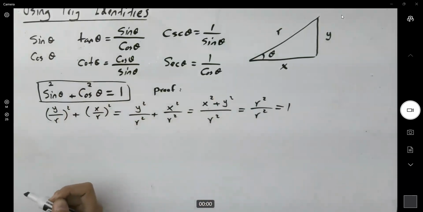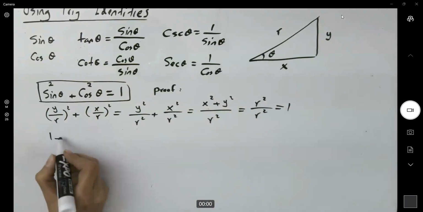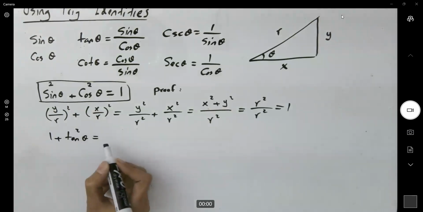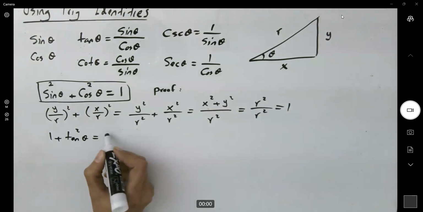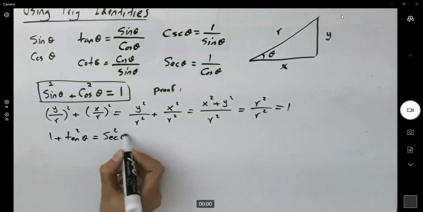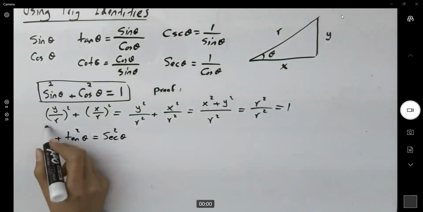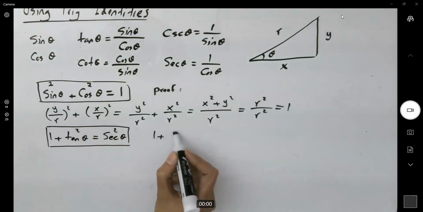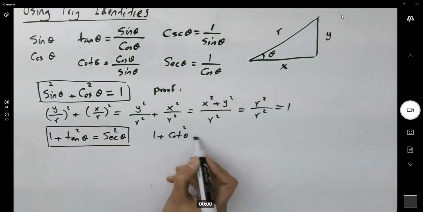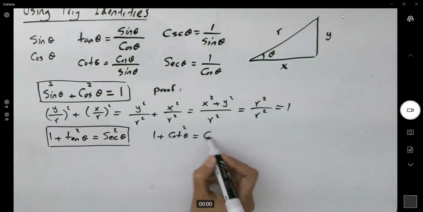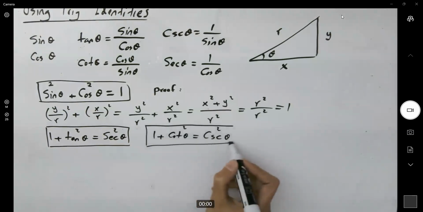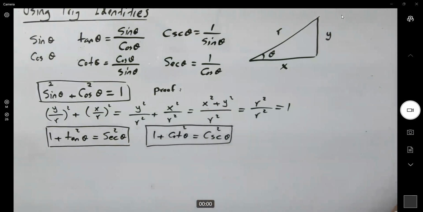With the same logic, remember that we talked about 1 plus tangent squared of theta, which we saw is equal to secant squared of theta. Another identity was 1 plus cotangent squared of theta, which was equal to cosecant squared of theta. Very well.